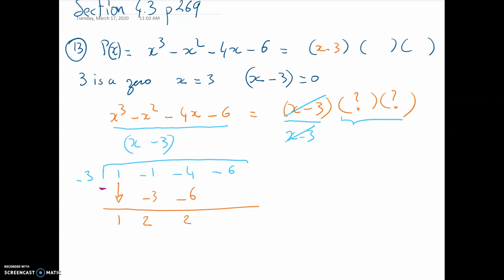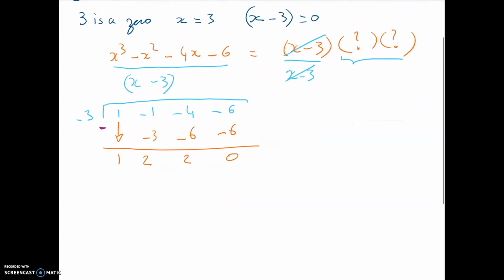Negative 3 times 2 equals negative 6. Negative 6 plus 6 equals 0. I'm not surprised to see 0 right here, because I know x equals 3 is a 0 of my polynomial, so I'm expecting to have 0. If you do not find 0, you know you made a mistake.